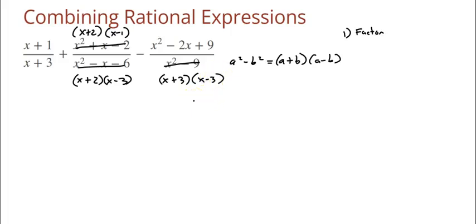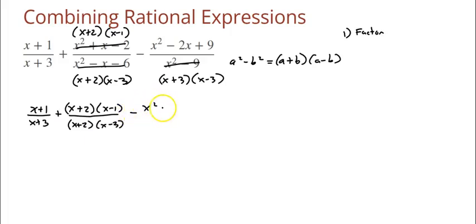So we know that this guy is going to factor into x plus 3 and x minus 3. For this case, we're going to go ahead and rewrite everything. That needs to become something we really get used to doing, and so we're going to go x plus 1 all over x plus 3 plus x plus 2, x minus 1. Rewrite the bottom, x plus 2, x minus 3 minus x squared minus 2x plus 9, all over the x plus 3 and then x minus 3.